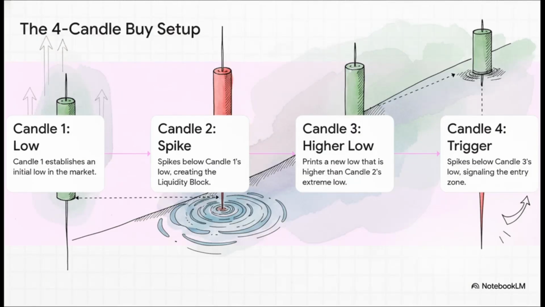So here it is, the four-step sequence for a buy setup. It's super straightforward. First, candle 1 just sets a low. Then candle 2 comes in and aggressively spikes below that low. That's what creates our liquidity block. But then it pulls back and closes higher, showing rejection. Next up, candle 3 forms a higher low, which is a little signal that maybe, just maybe, the sellers are running out of gas. And finally, candle 4, this is the one. It gives us our entry trigger when it just briefly dips below candle 3's low. That's it. That's our green light to get in.